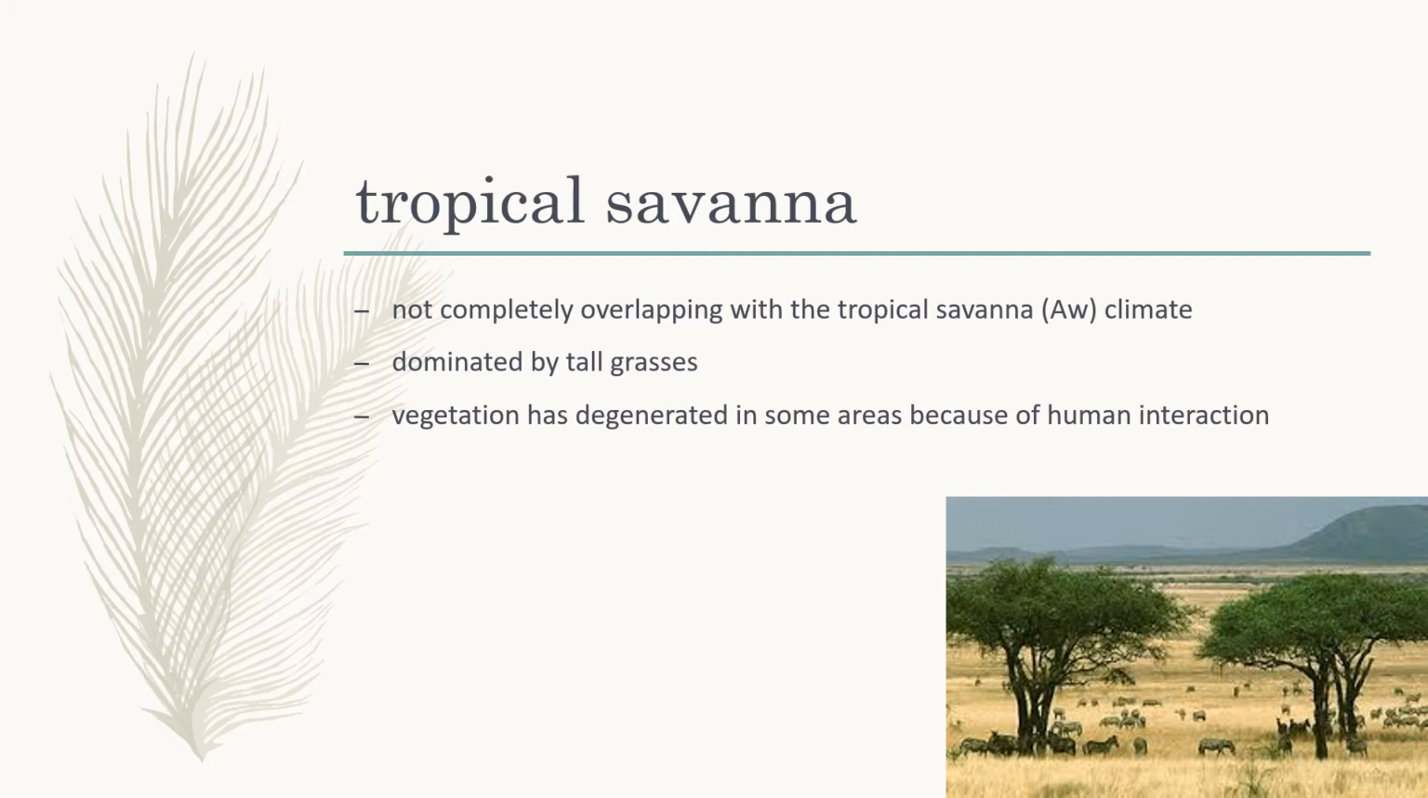Human interaction is to blame for degeneration of vegetation in many areas due to fires set by humans and grazing by animals that humans have placed in these regions. There is a very prominent seasonal weather pattern in these biomes. There is a great variety of fauna in these regions that can vary from continent to continent.